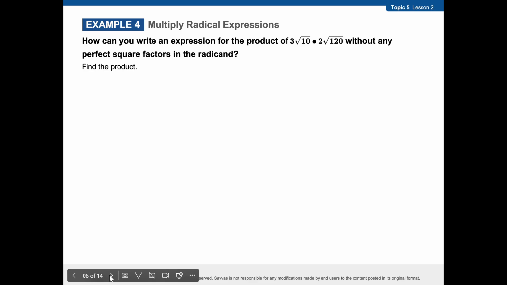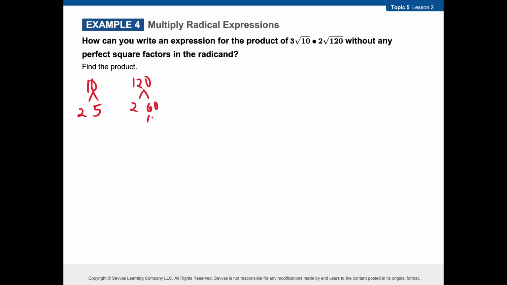Next, multiplying radical expressions. How can you write an expression for the product without any perfect square factors in the radicand? So you can do it separately. Again, you can do your factor trees. So you can do factor tree of 10, 2 and 5, factor tree of 120, 2 and 60, 2 and 30, 2 and 15, and 3 and 5.